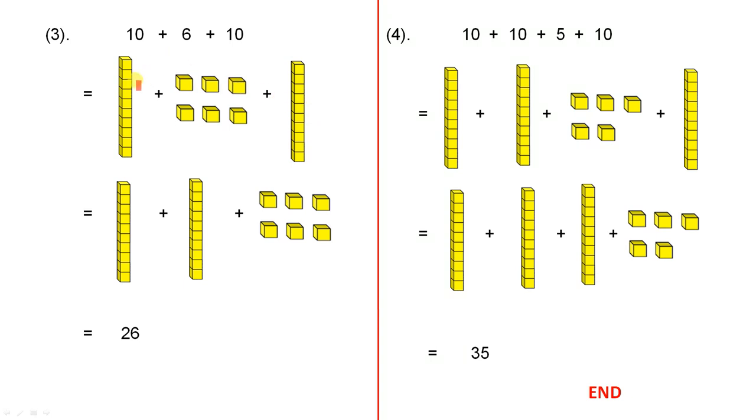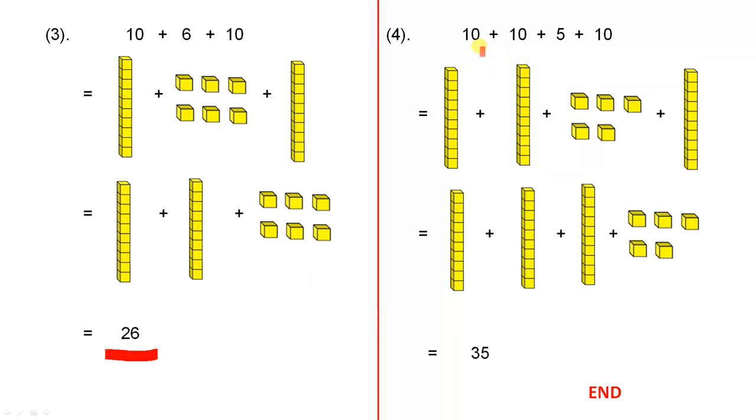A little bit more involved now using these long ones. 10 plus 6 plus 10. So there's your 10. Remember, a long one here represents 10. There are your 6 ones, and there's another 10. Now, if we arrange them to put the 2 long ones first, and then the 6 single ones at the end, 10, 20, 21, 22, 23, 24, 25, 26.